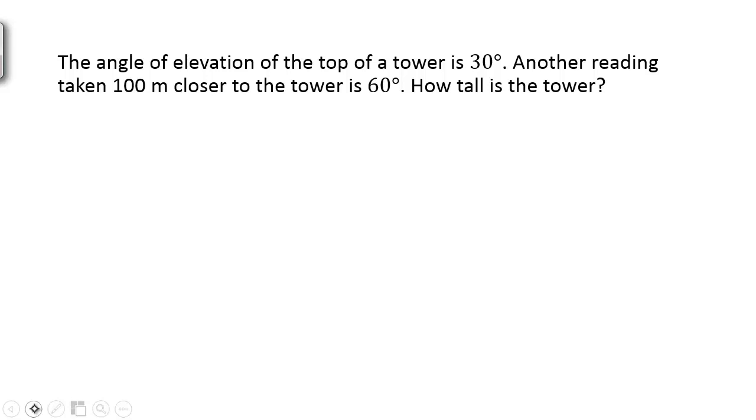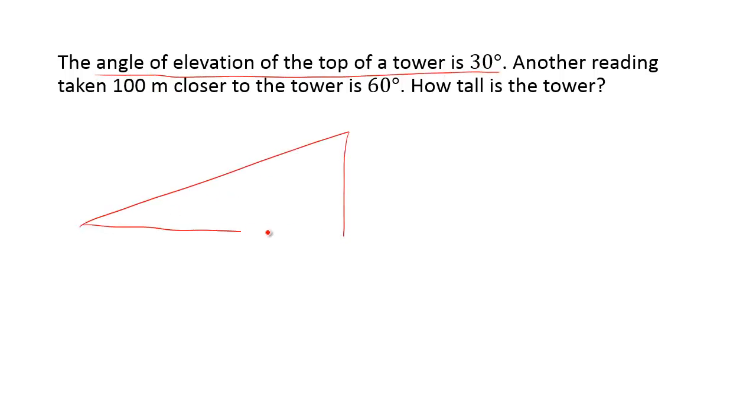This last example is a little bit more of a challenging example, but let's take a look. Angle of elevation to the top of a tower is 30 degrees. So here's the tower. Angle of elevation is 30 degrees. Another reading 100 meters closer is 60 degrees, and that's all we have. But we know it's the same tower, so the height is the same. So the question is, how tall is the tower? So we don't know this part. Let's call it y.